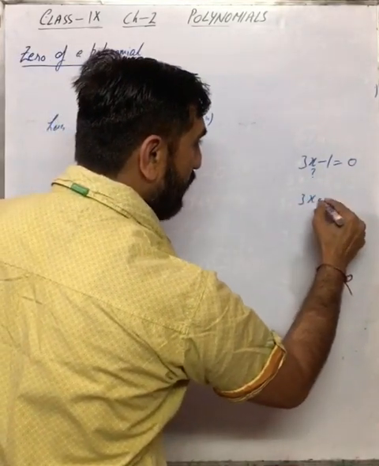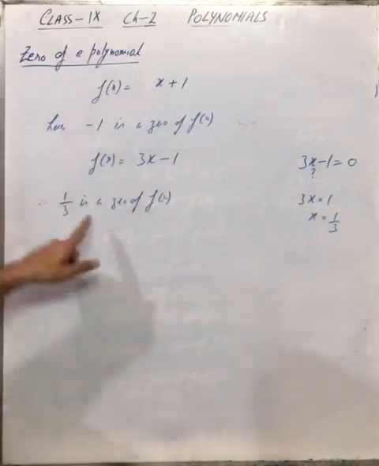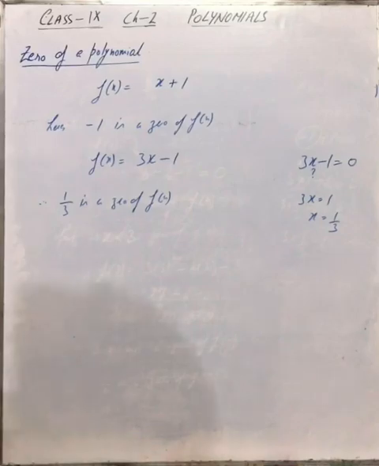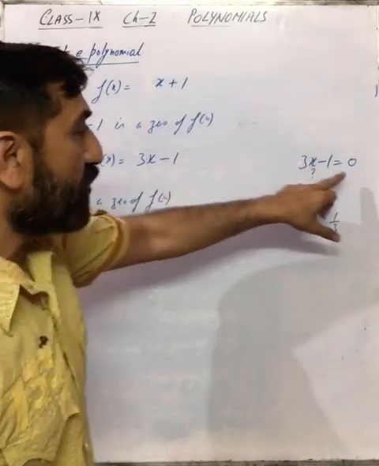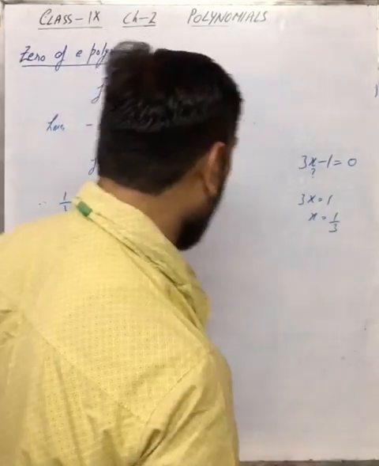1 शिफ्ट करेंगे it will be positive, 3 शिफ्ट करेंगे it will be 1 by 3. So just see, 1 by 3 is the 0 of fx. After putting this polynomial equal to 0 in rough, the value of x which you will get will be the 0 of that polynomial.